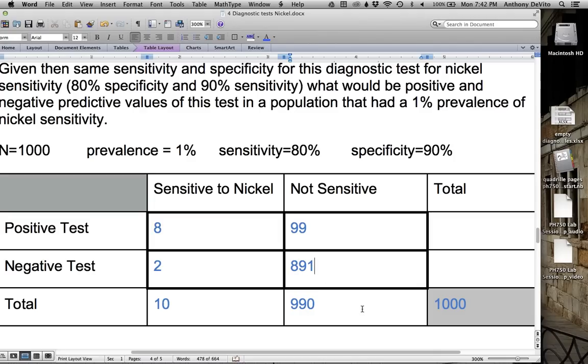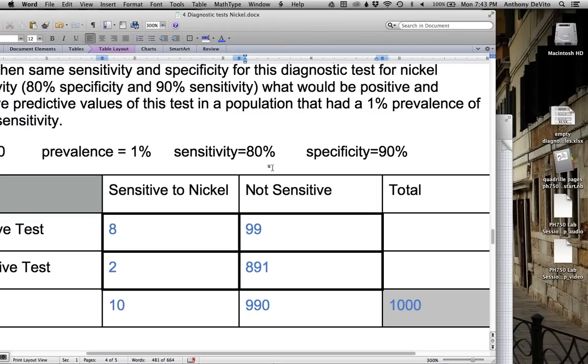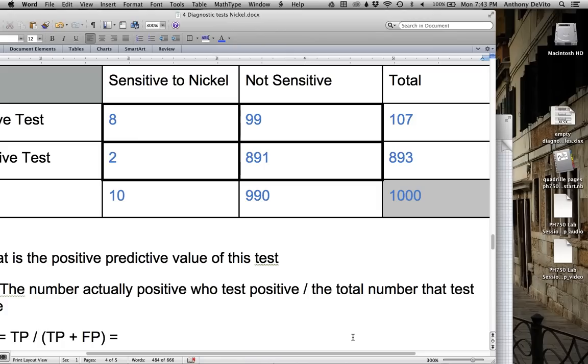Okay, that adds up to 800, 990. Okay, so how many people in this population with 1% prevalence, same test exactly, only difference is the prevalence of the disease, the sensitivity to nickel. So how many people in this population tested positive? 8 plus 107, right? How many people tested negative? 893. Good. Okay, so now let's figure out our positive predictive value.